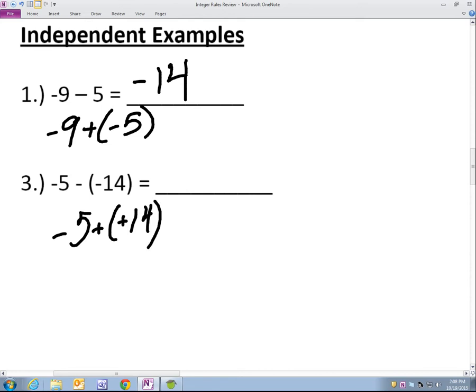But we did something different in this class. That keep, change, change was this. Remember that? Negative, negative, positive. Okay, that was for subtracting a negative. So it's 14 minus 5, a positive 9, because that digit is bigger than the 5 digit.